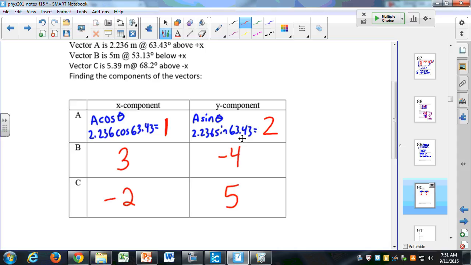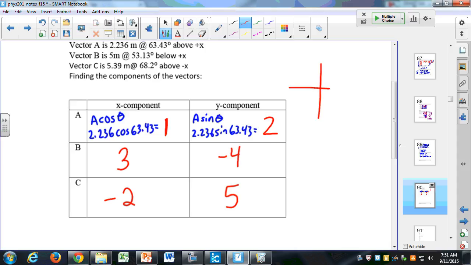All right, yeah, so these are our x and y components. Is everybody able to get at least the first couple of these on your own? Yeah. All right, so here, 1 and 2. This one comes out as 3 and -4. The reason is that vector B is below the positive x-axis.